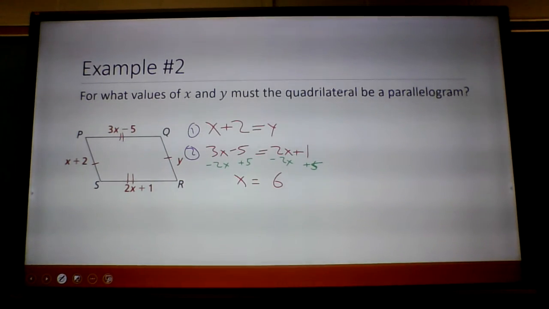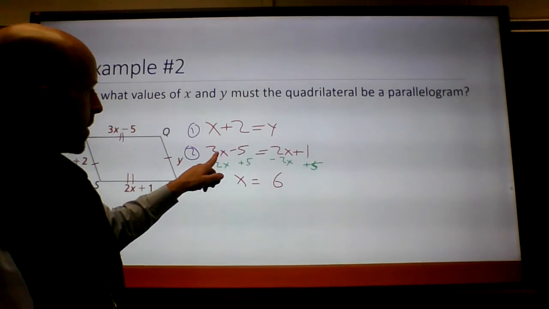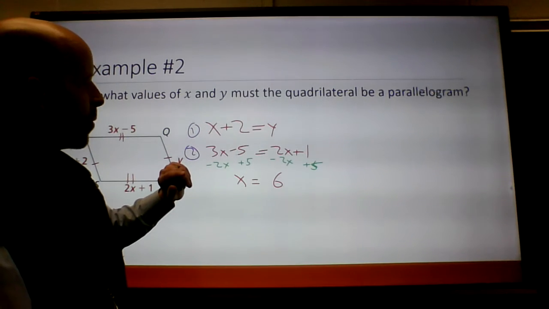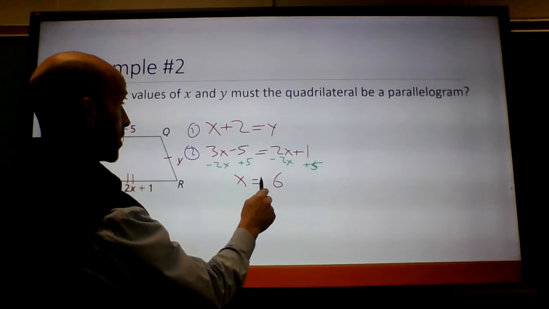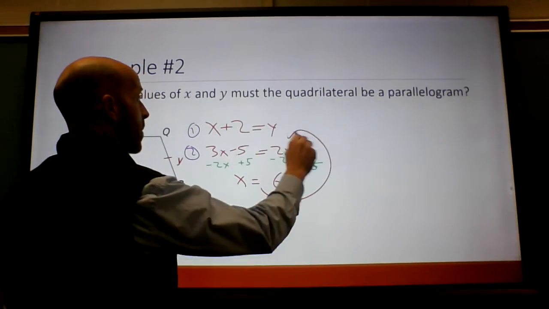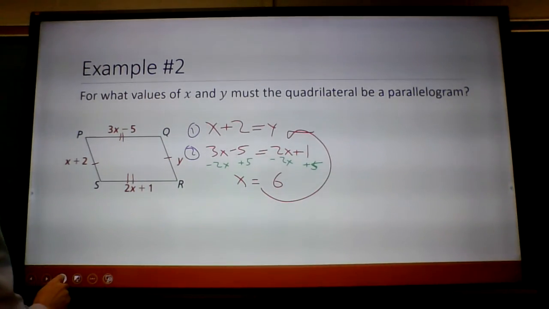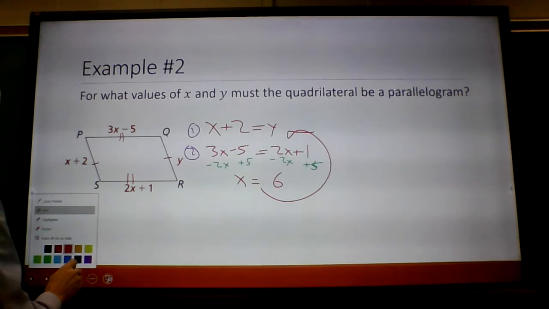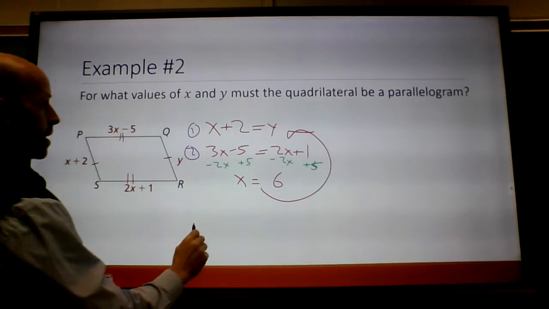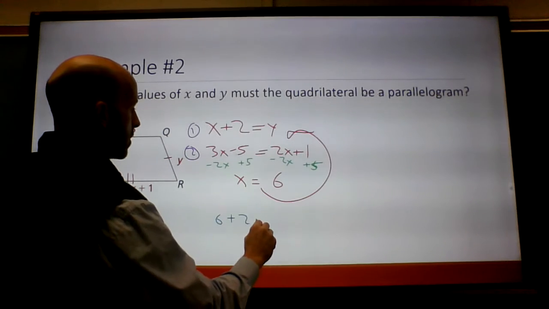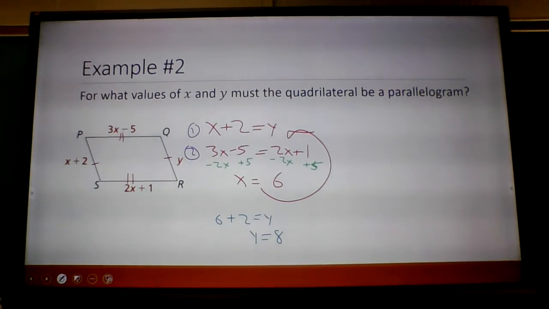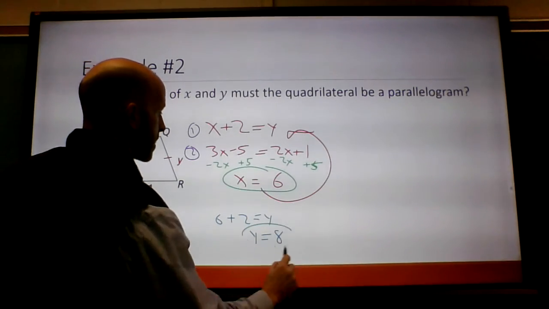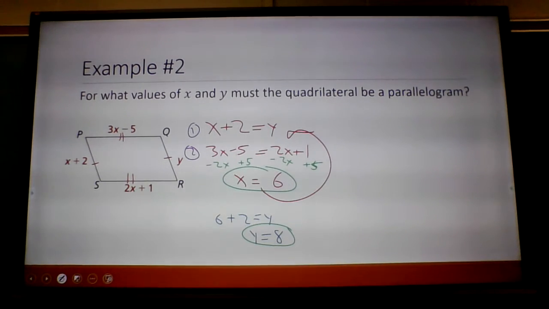And if x is equal to 6, let's just double check that that makes sense. That's going to be 18 minus 5, which is 13. And then that'd be 12 plus 1, which is 13. So that's good. Now we've got x is equal to 6. Now we can substitute that back up into here, and we'll do that in blue. So 6 plus 2 equals y. So y is equal to 8. So the answers for this particular question are x is equal to 6 and y is equal to 8.